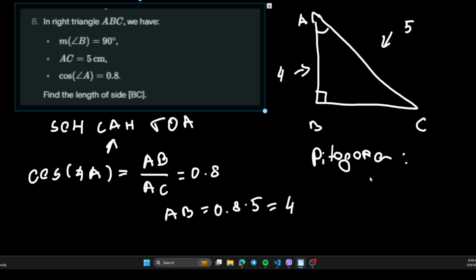So use Pythagoras. What's the theorem of Pythagoras? Okay, look. Hypotenuse AC squared equals AB squared plus BC squared, all to the second power. Now just plug the numbers in.